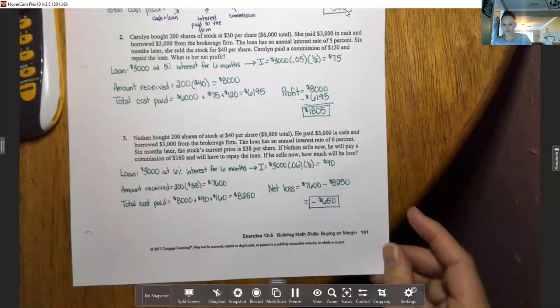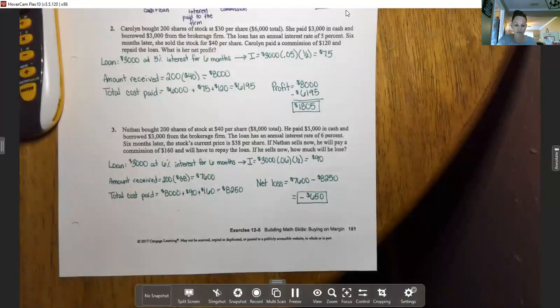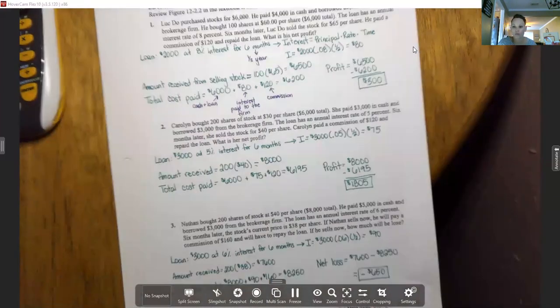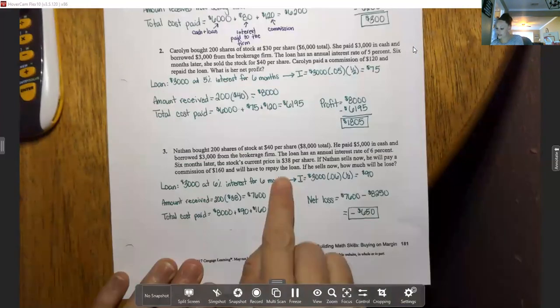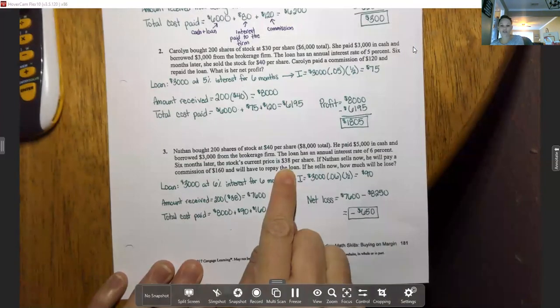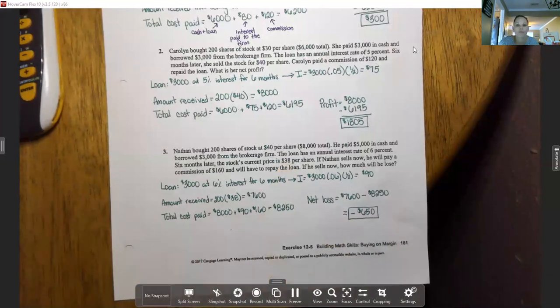All right, so moving on, we are going to do the math from the book. We have those 2 problems. Oh, the $38 is the current price per share. So if he sells it, that's how much money he's going to get per share. Any other questions before I move on?